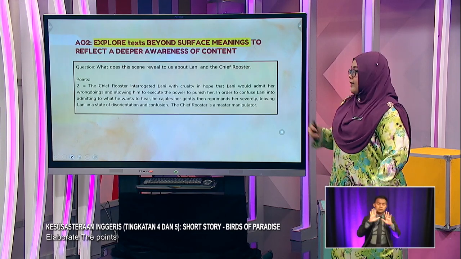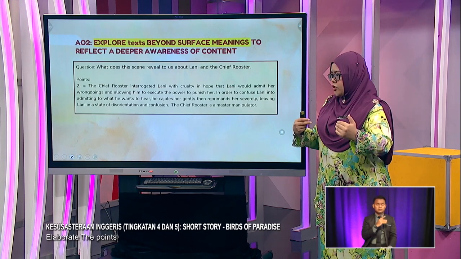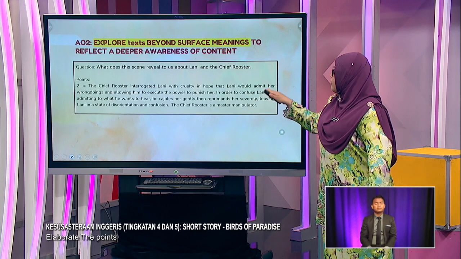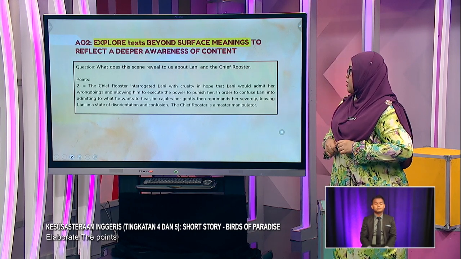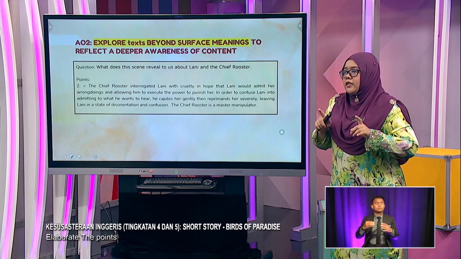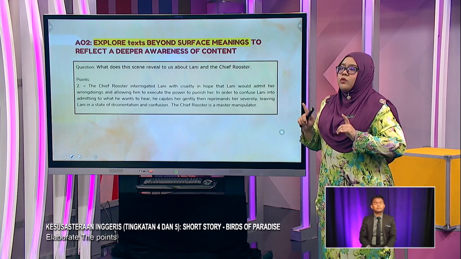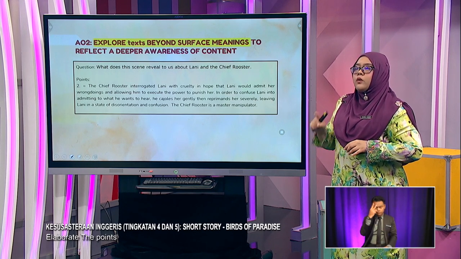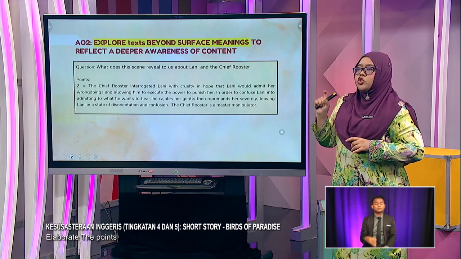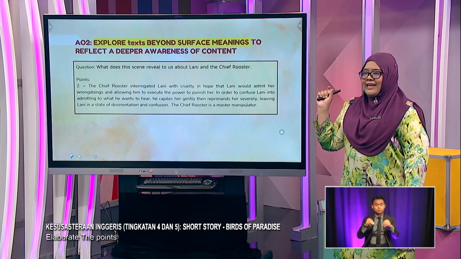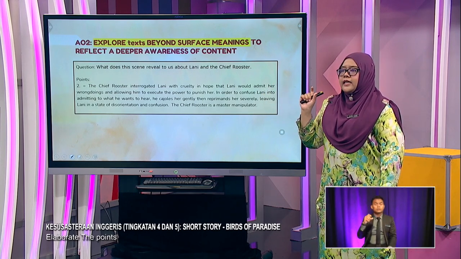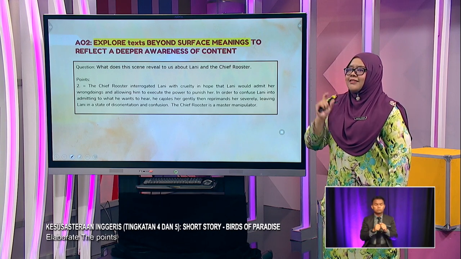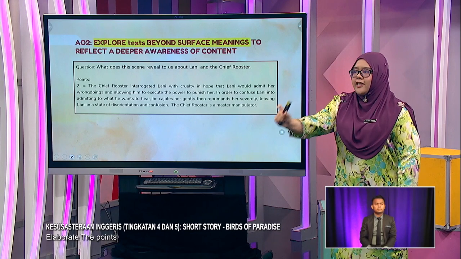So we have that. And now looking from the chief rooster's perspective, he interrogates Lani with cruelty because he hopes that Lani would admit her guilt. Doing this allows him to execute his power, to punish her, okay? So we want students to use this kind of words. Why did he interrogate her so badly?